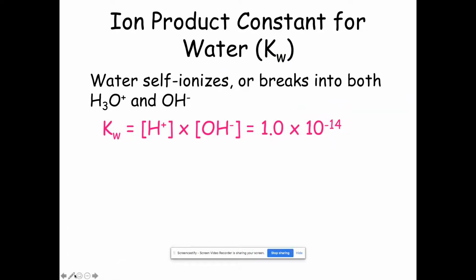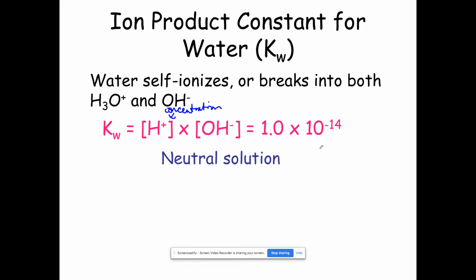So this water constant, I'll change the color to something darker. The water constant is equal to the concentration. These brackets mean concentration. So the concentration of H plus times the concentration of OH minus. Now, there's no numbers in here. If we were to actually calculate, we could put numbers in there, and we would get this value. So 1 times 10 to the minus 14.